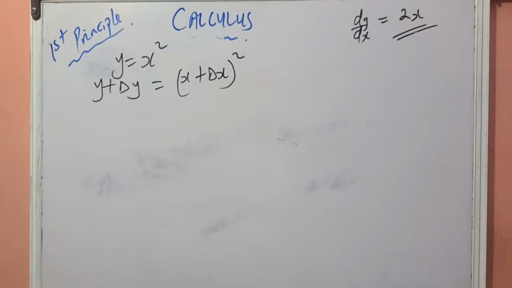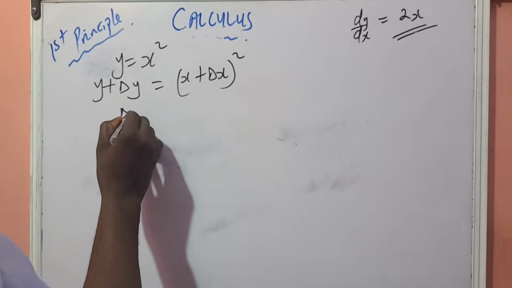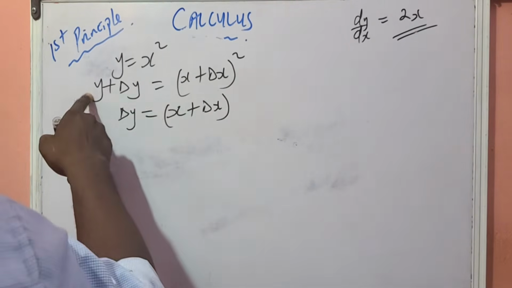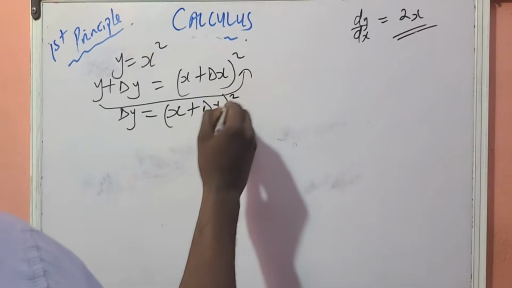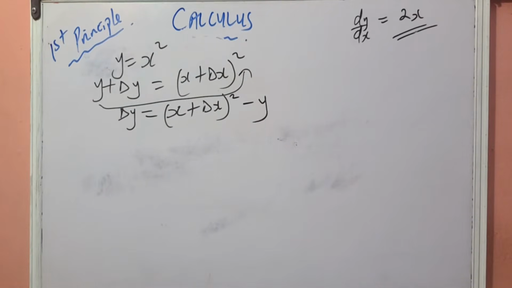What is step number 2? Step number 2 is you want to make the change in y the subject of formula. So we want to find a way to make the change in y the subject of formula. Of course, this is easy. All you have to do is to turn this y to this side. So you have minus y, because you turn this to this other side. Then you have minus y.